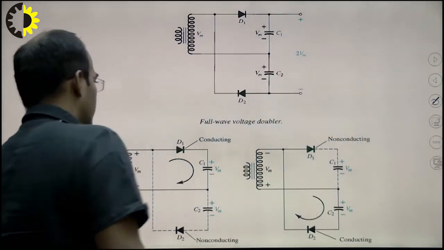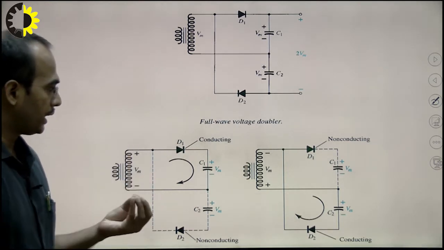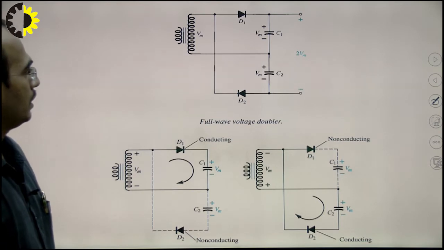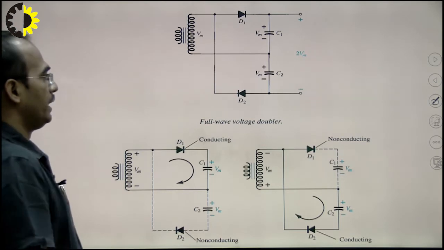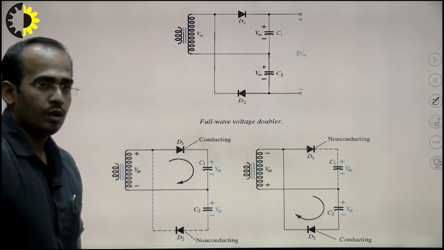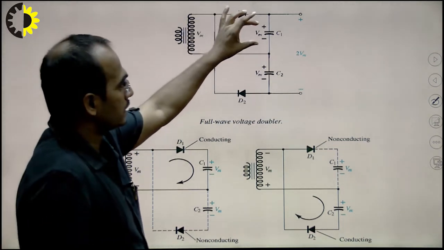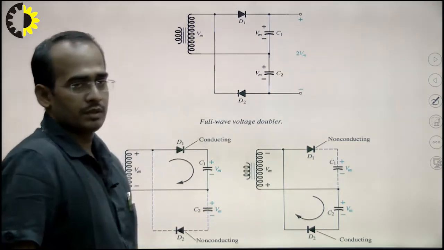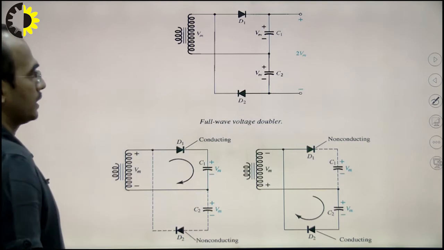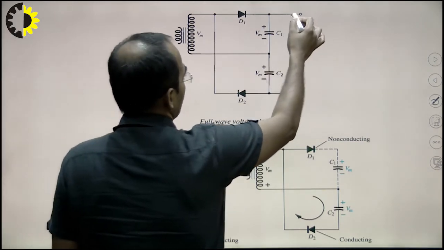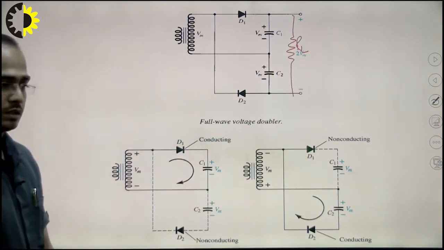In case of the full wave voltage doubler, we are using two diodes and two capacitors. Diode D1 is connected with capacitor C1 and diode D2 is connected with capacitor C2, and these two diodes are connected in series. So I will find the voltage across capacitor C1 and the voltage across capacitor C2, and I will add these two voltages. Or you can connect here the load resistance RL, and you can get the output across this load resistance.